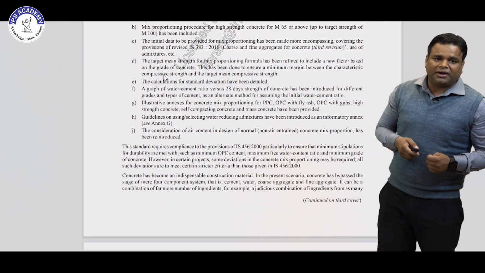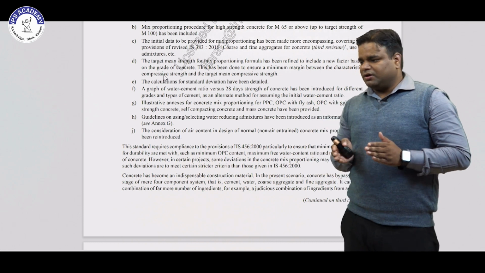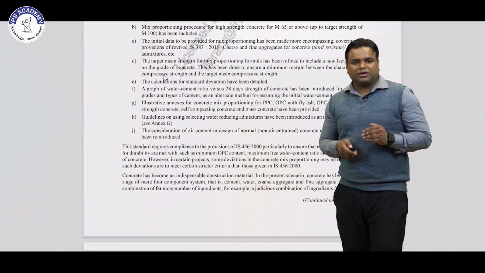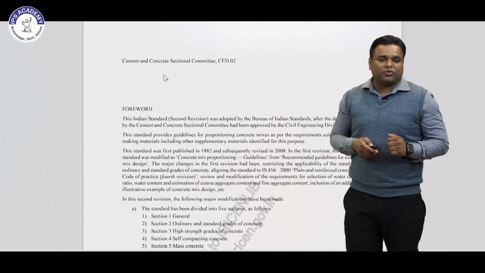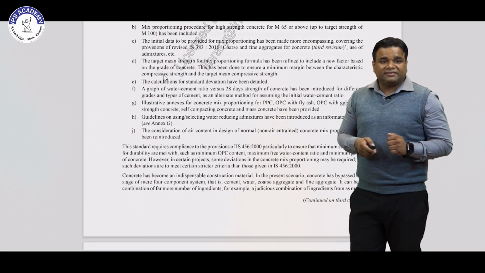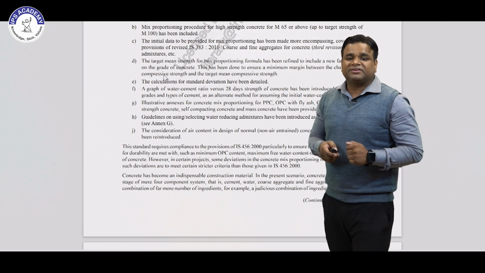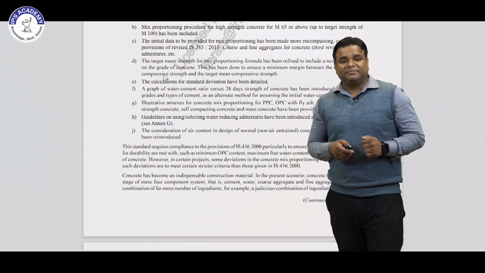Then the second point, the first point is they have divided the IS code into 5 sections, just like we have seen: general, ordinary and standard grade of concrete, high strength grade of concrete, self compacting concrete and mass concrete. Then the second point is the mix proportioning procedure for high strength concrete for M65 or above, up to the target strength of M100, has been included.